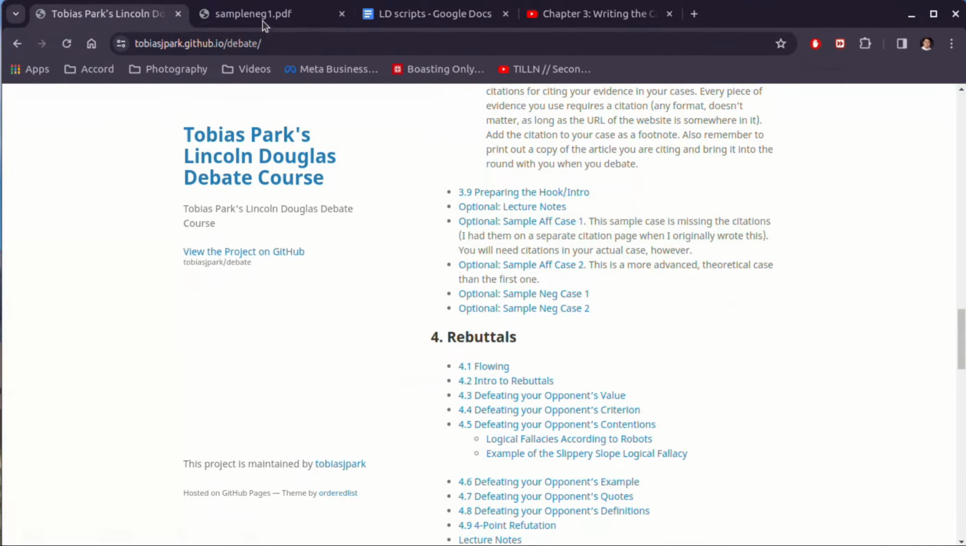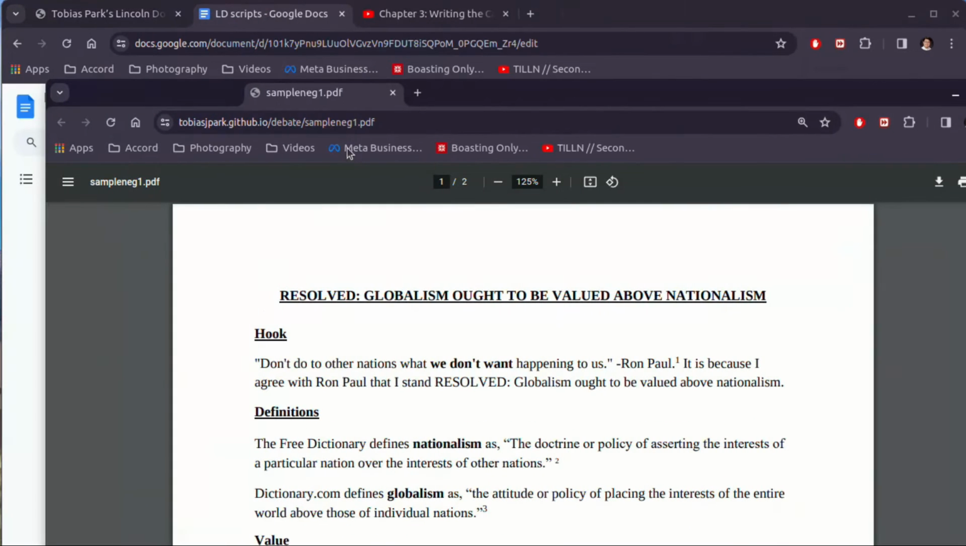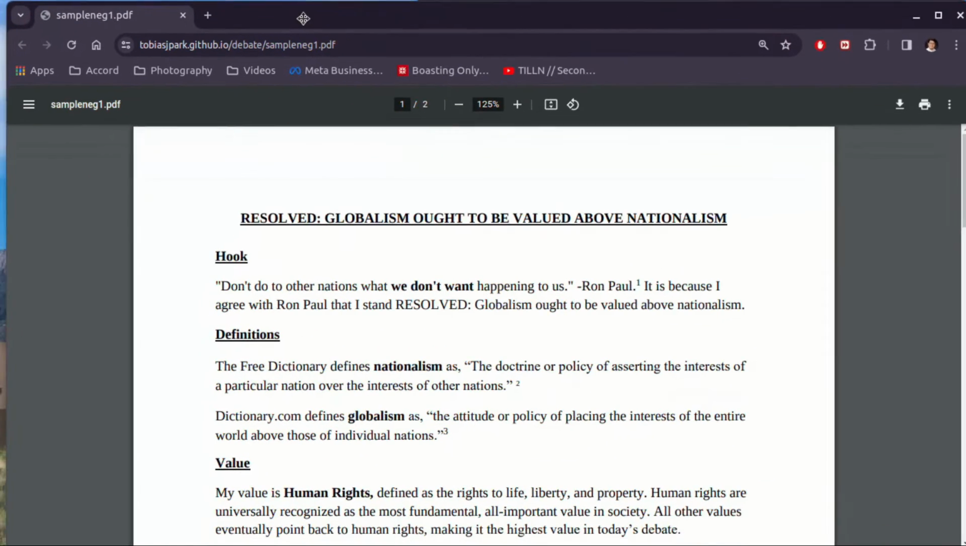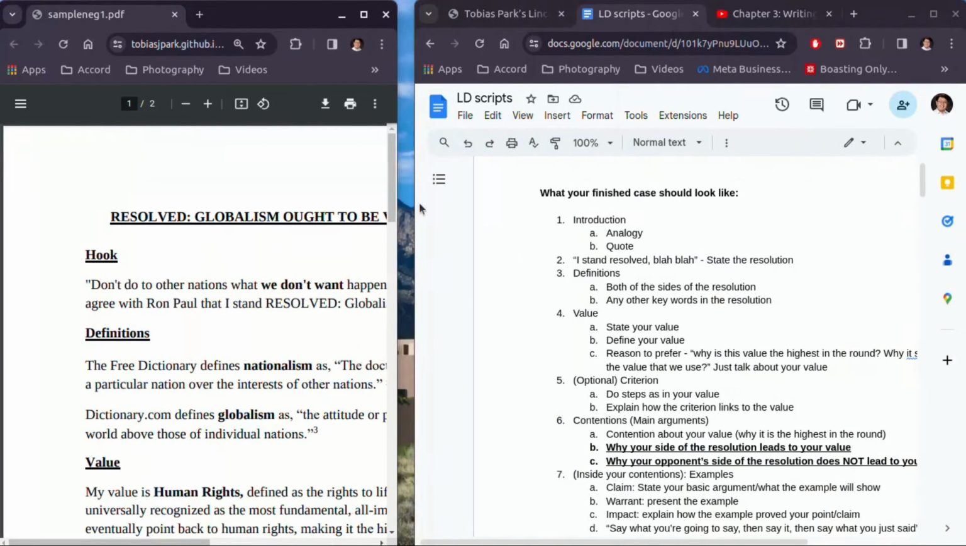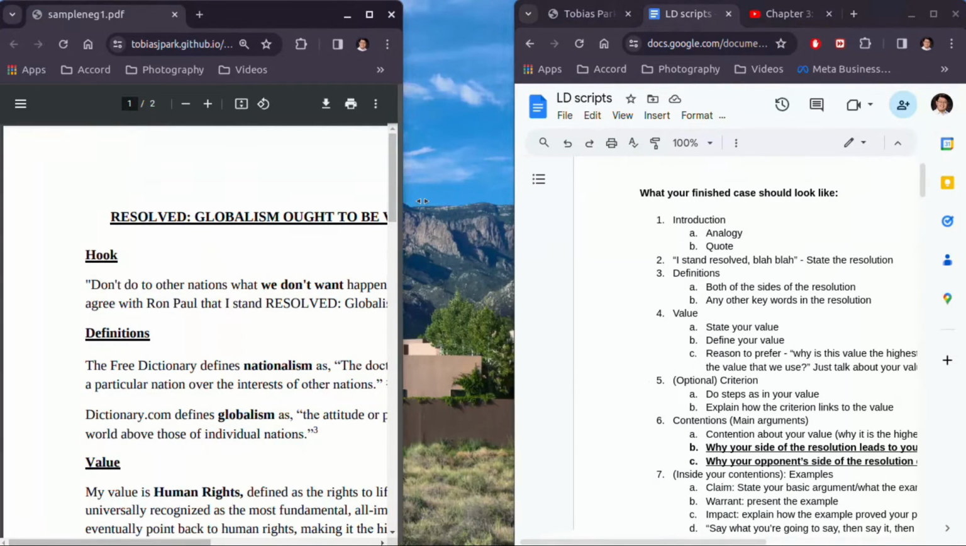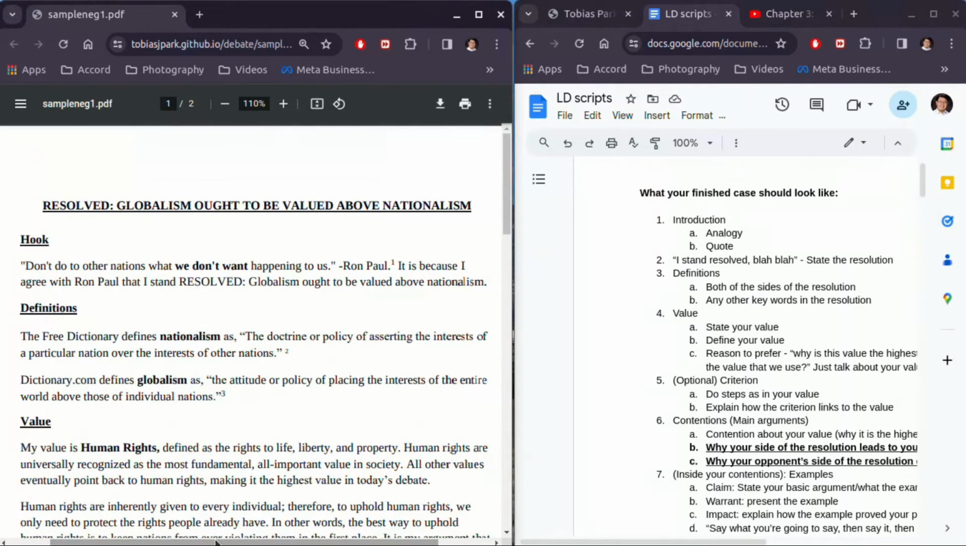So I'm going to look at a sample neg case right now. So actually, let's do this. Can I do this? I should have prepared this before. I apologize. Okay, that'll work, right? Yeah, that'll work.